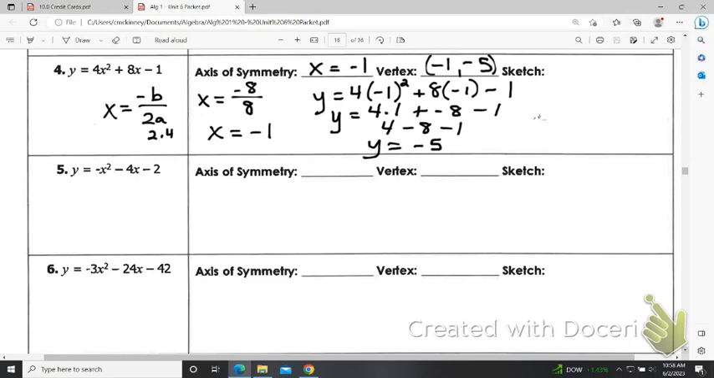And I know this would open up because the a is positive. So extremely rough, I know negative 1, negative 5 is about here, and it's opening up.